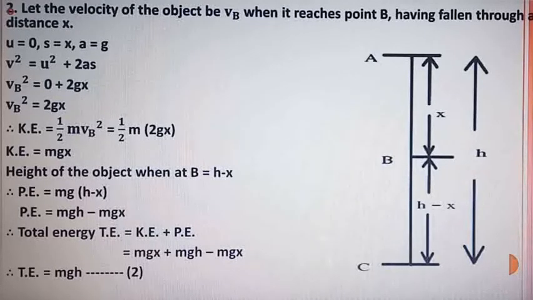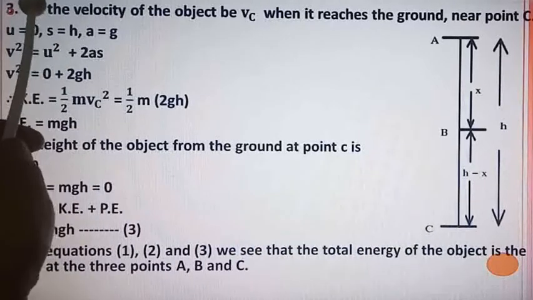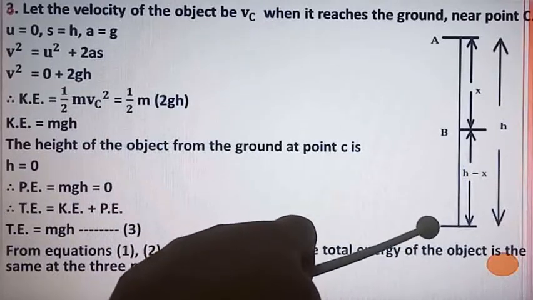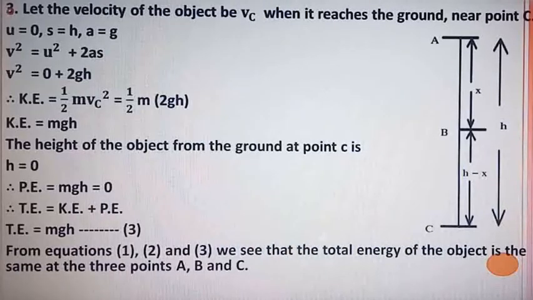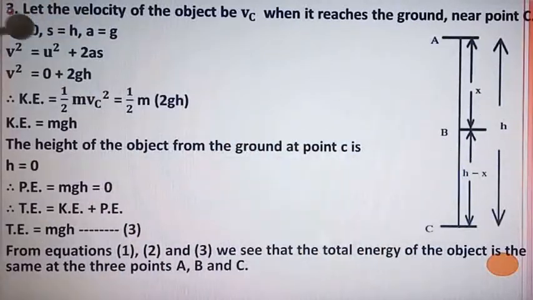Let us see when the object reaches point C, that is at the ground surface. Here the velocity of the object will be Vc when it reaches the ground near point C. Initial velocity will be 0. What will be the displacement now? From point A to point C, so displacement will be h. And a will be equal to g.